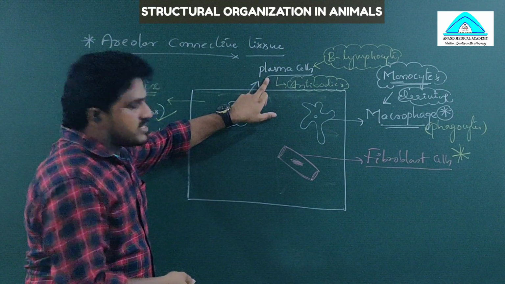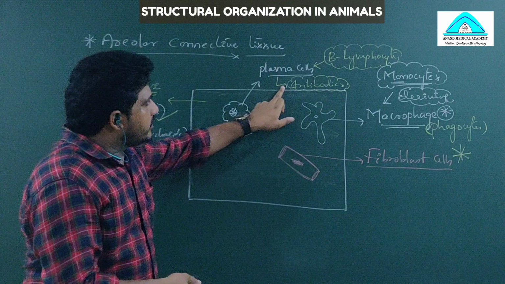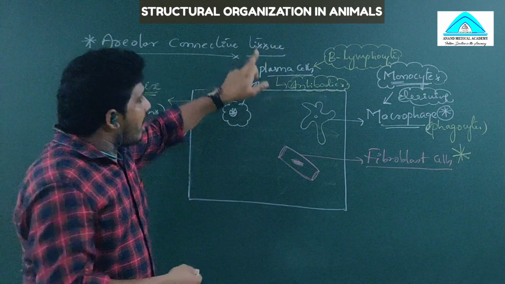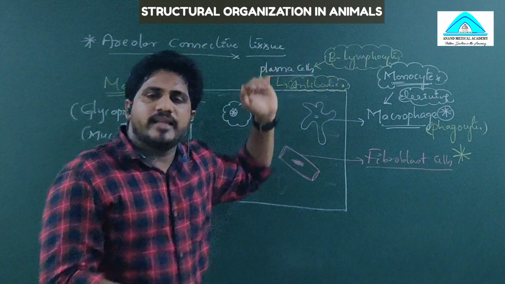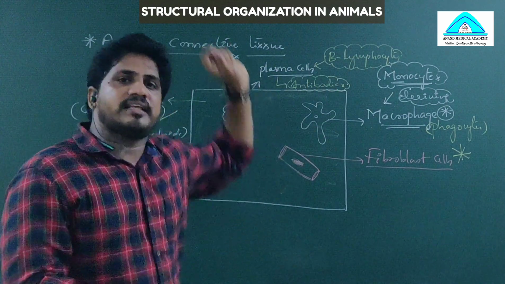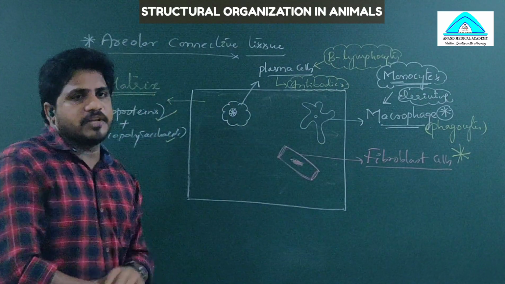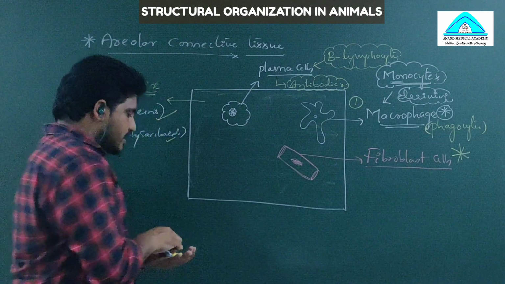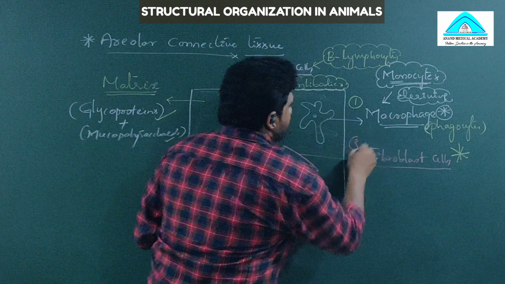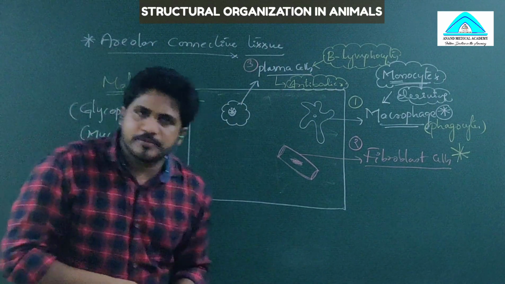But these plasma cells, what are plasma cells? A type of cells existing in areolar connective tissue. They help to produce the antibodies and are derived from B lymphocytes. What are B lymphocytes? They are a type of WBC present inside the blood. Understand? So we have discussed three different types of cells. The first type cells are macrophages, the second type cells are fibroblasts, and the third type cells are plasma cells. Let us see other types of cells.